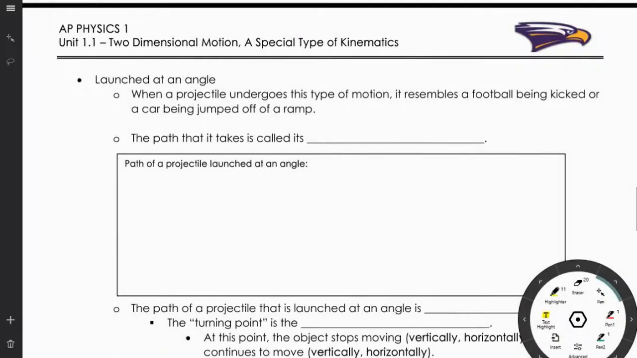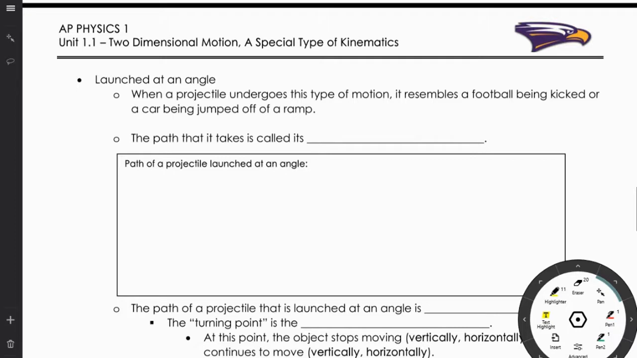Okay, so this is the last of the videos for this special type of kinematics, this two-dimensional motion. So this is what happens when we launch it at an angle. When a projectile undergoes this type of motion, it resembles a football being kicked or a car being jumped off a ramp. Excuse me, a soccer ball being kicked, a baseball being thrown, a basketball being shot, a cannon being shot.